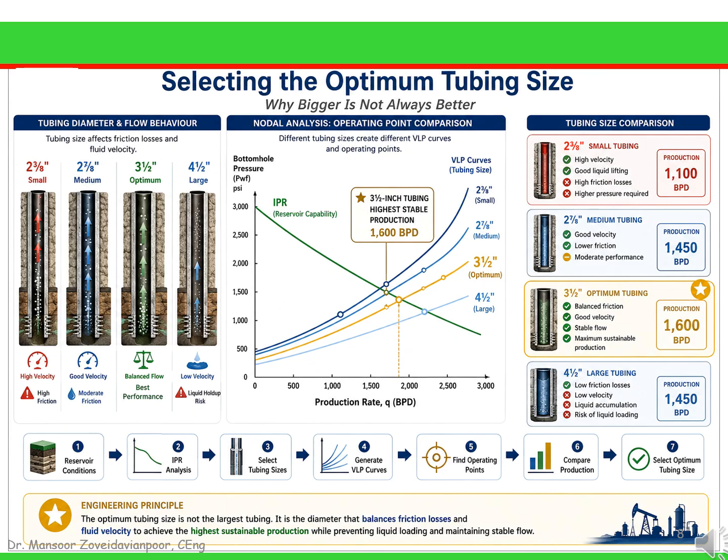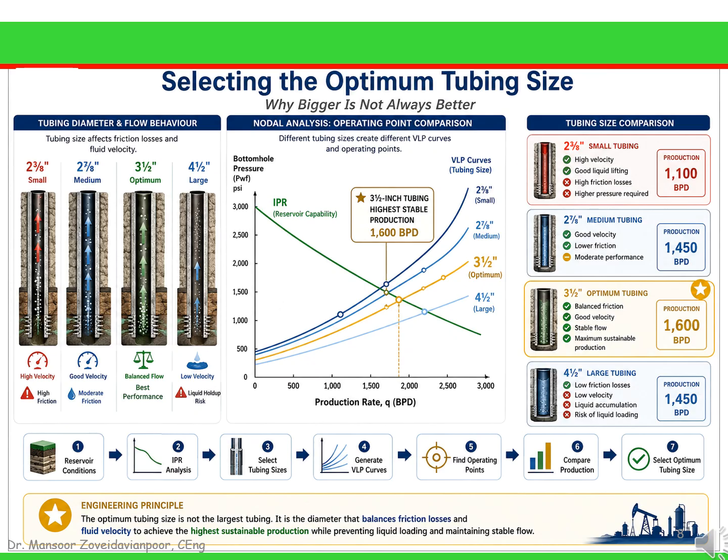But when the tubing is enlarged again to 4.5 inches, the operating point moves back to the left. The well loses fluid velocity, liquid loading becomes more likely, and production falls despite the lower friction. This is why production engineers never select tubing based on diameter alone. They evaluate every candidate size, generate the corresponding VLP curves, compare the operating points, and choose the option that delivers the highest stable production over the life of the well.